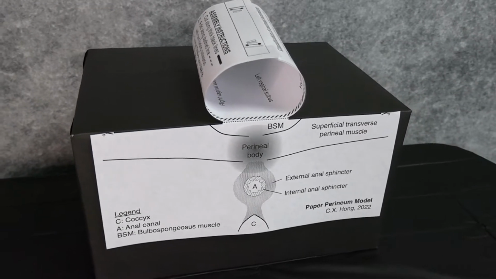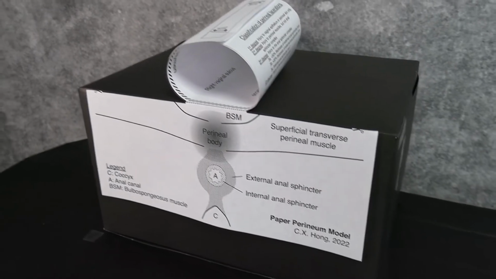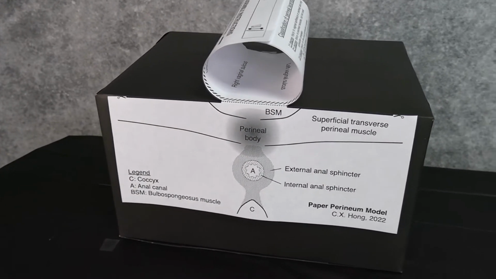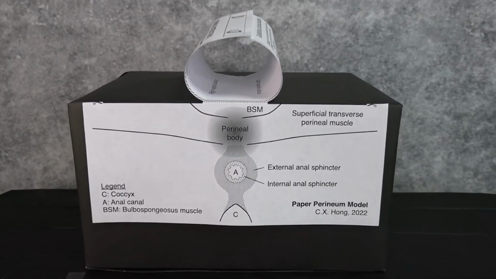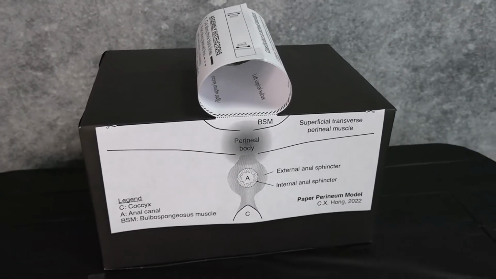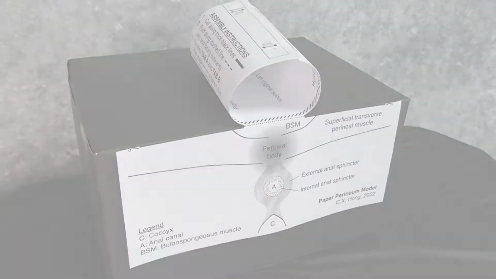In this video, we introduce the paper perineum model, a paper model that can be printed, cut, and folded into a three-dimensional shape representing the vagina, perineum, and anal sphincter complex. We believe this low-fidelity model overcomes several limitations of prior models and may be a useful tool for educators.